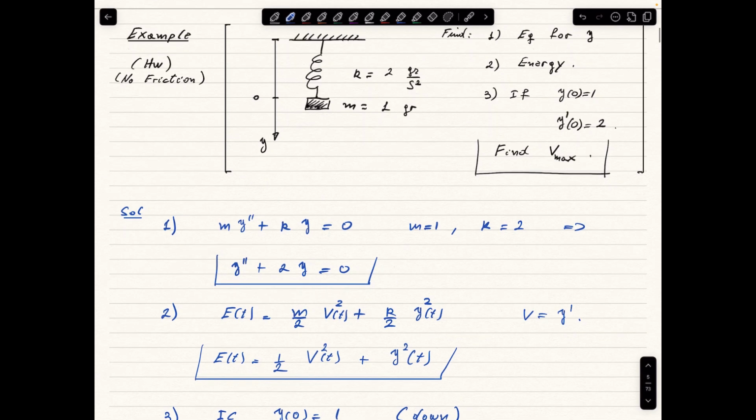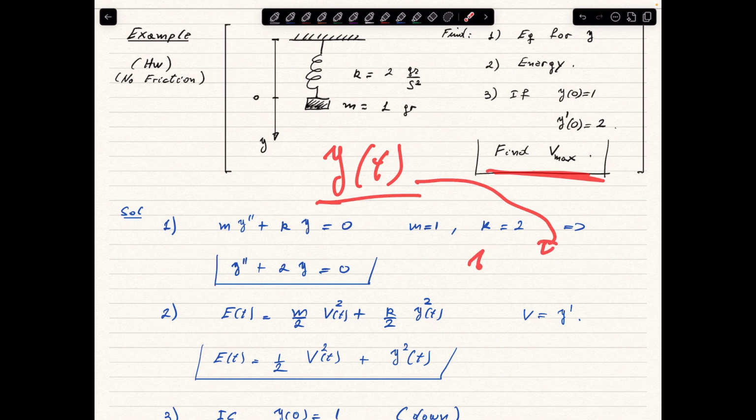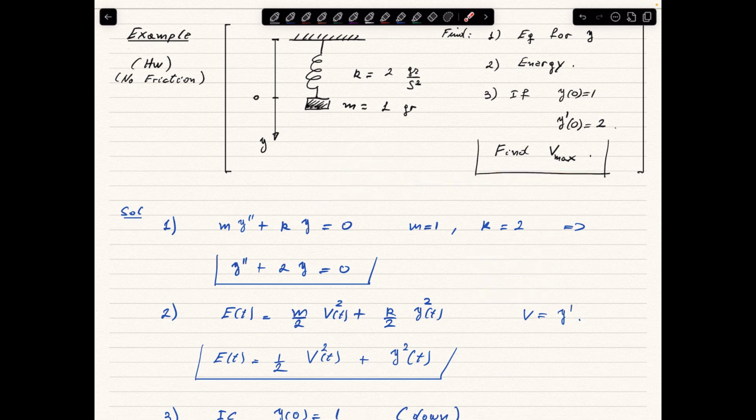Okay, what happened with that? Well, find what is the maximum velocity achieved by the spring. How do we even find the maximum velocity if we don't know what y of t is? One possibility is to find the solution of the differential equation, then find the derivative, and then maximize this function, finding the time where it is maximum. But we don't know how to find y of t.